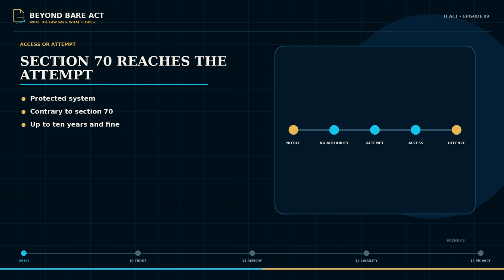The attempt language matters. The protected boundary need not be successfully crossed before the provision becomes relevant, but a high maximum sentence does not eliminate the need to prove the legal and factual elements. Start with the notified protected system. Then identify the conduct said to be access or an attempt.